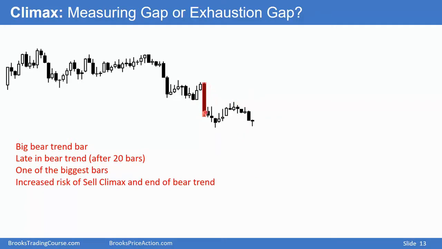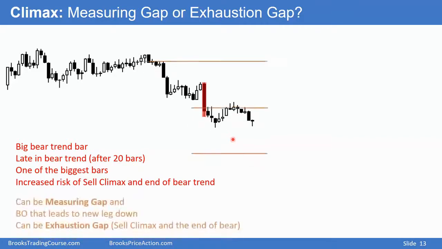One of the biggest bear trend bars, 20 or more bars into the bear trend, increased risk of an exhaustive end of the trend, but it still could be a breakout into an even stronger bear trend, and it could be a measuring gap. I call the bar itself a measuring gap, but you could call the actual gap, the pullback breakout point, the gap. But to me, I'm looking at that bar and I'm saying it's either an exhaustion gap or a measuring gap. I call the bar a gap even though there's no gap.